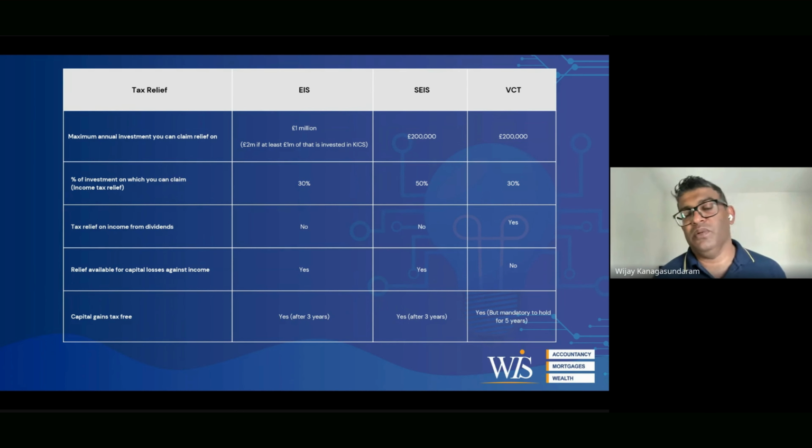On capital gains tax, for a VCT it's tax free as long as you hold it for more than 5 years. You can't sell it within 5 years, because if you come out of your VCT position within 5 years, you will also lose the 30% relief that you gained earlier.